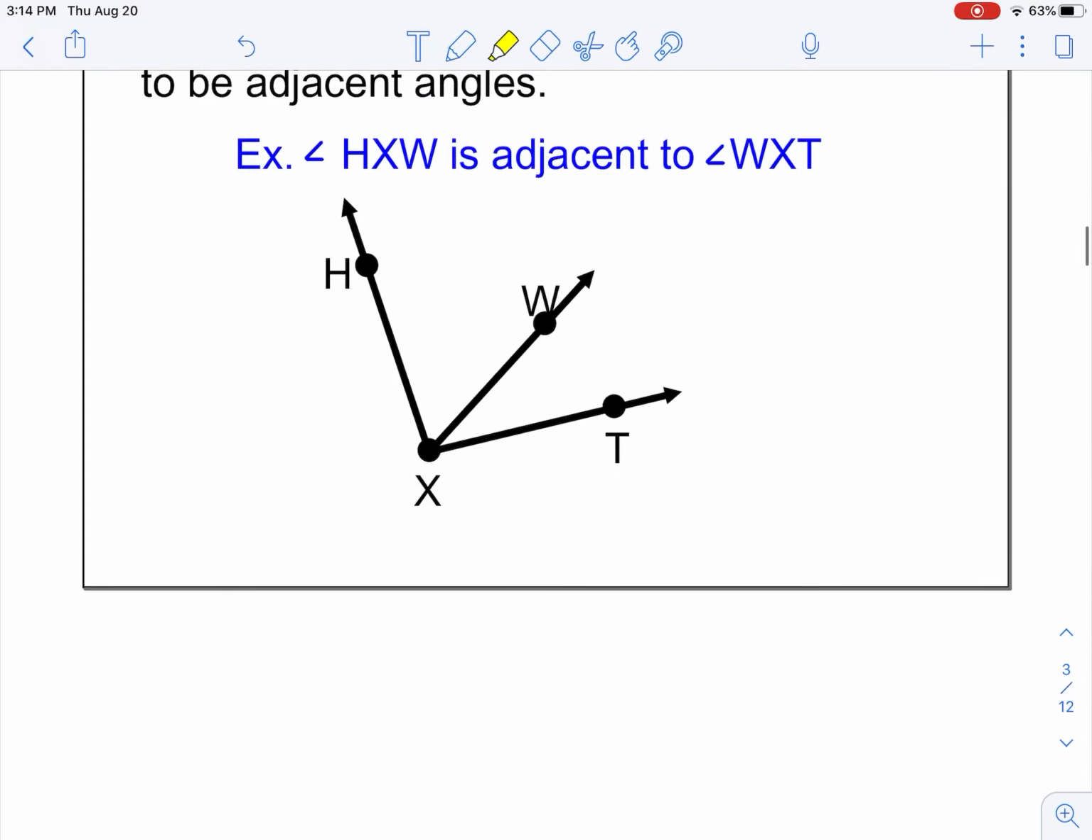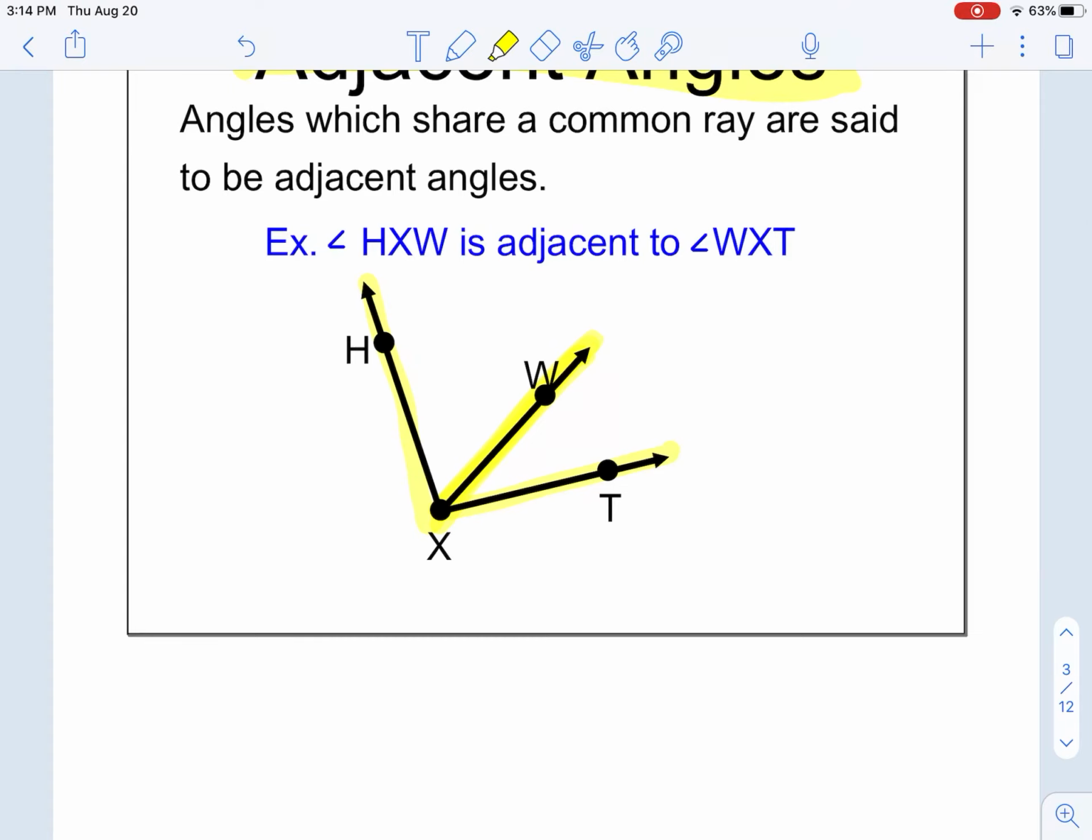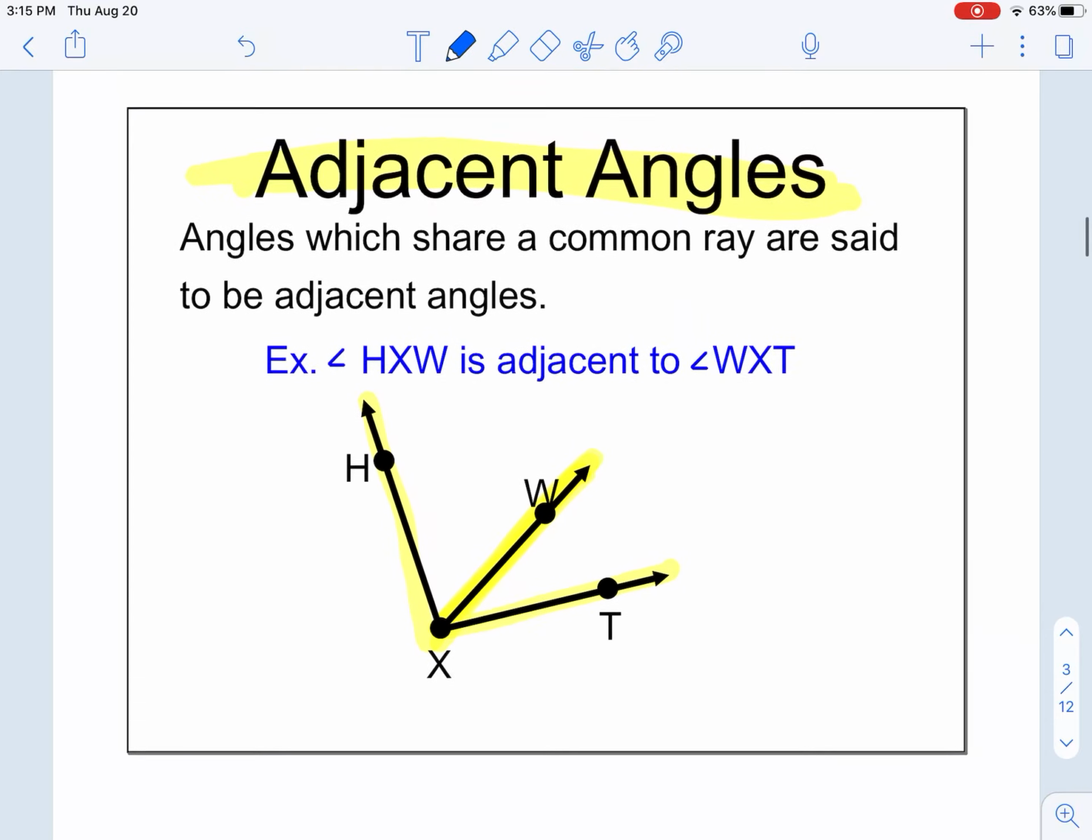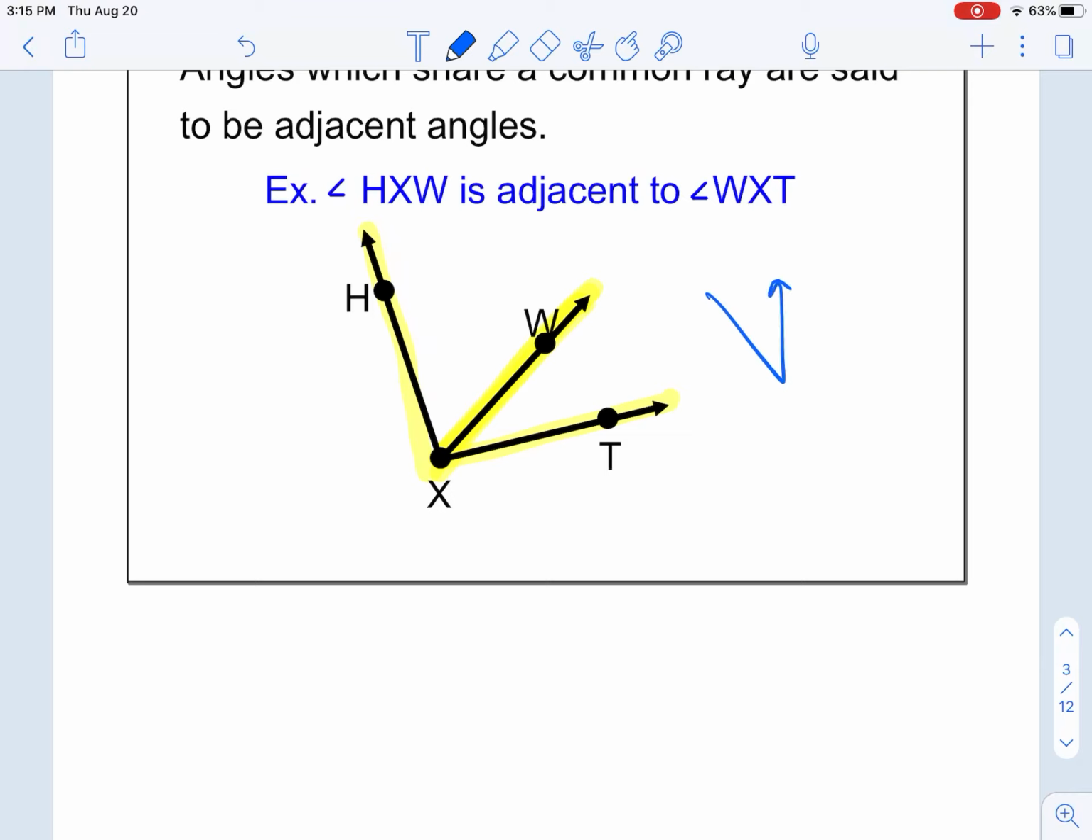So for example here, angle HXW is adjacent to angle WXT. If you look right here, they share this ray right here. A lot of times when someone says adjacent angles, they'll refer to them as angles next to each other. But what you have to realize is that these two angles technically are next to each other, but they're not adjacent. They don't share a side. They have to have a side in common.